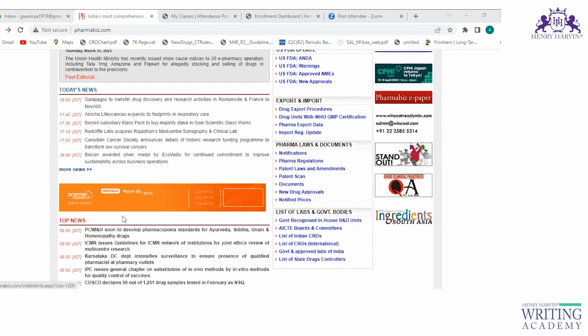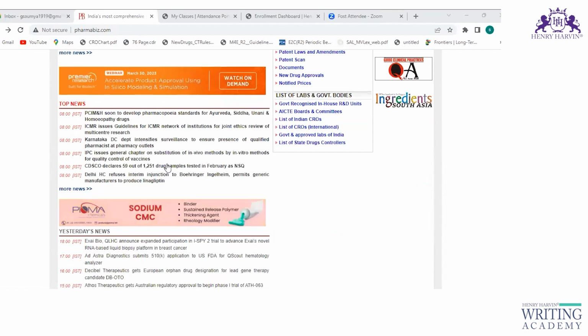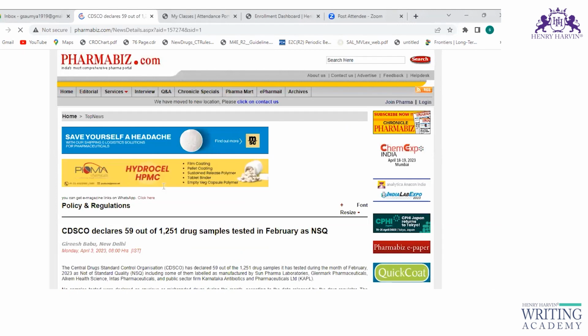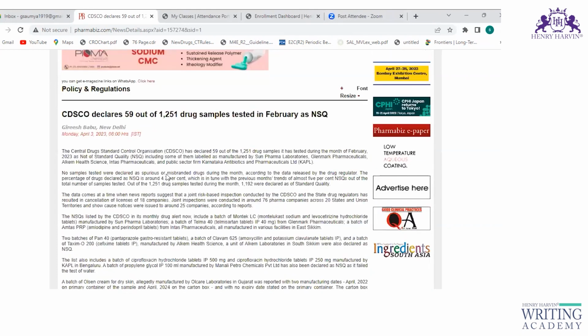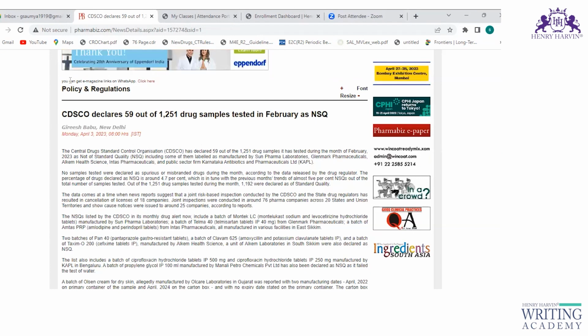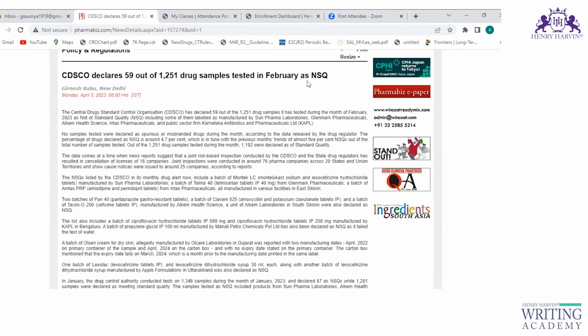So these are the titles, the headlines of the news which are published. Okay, so like this, I'll click here. CDSCO declares 59 out of 1251 drug samples tested in February as NSQ. NSQ means not of standard quality. Okay, so this is the headline of the news.